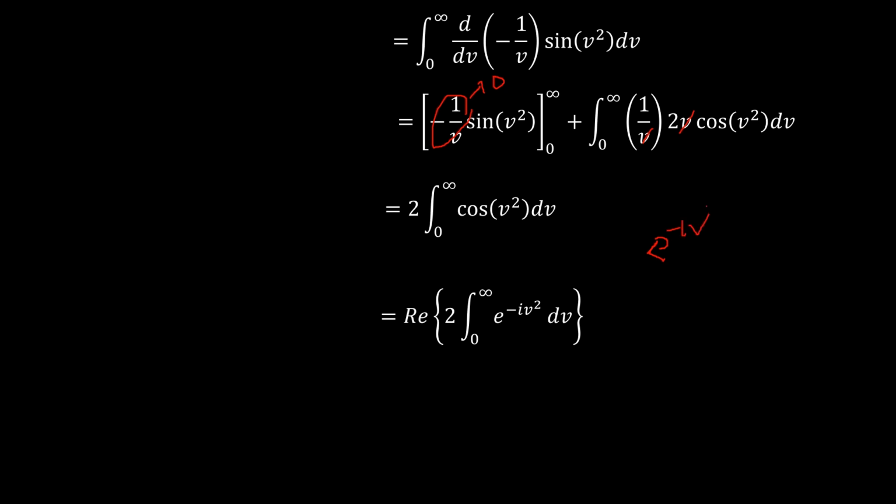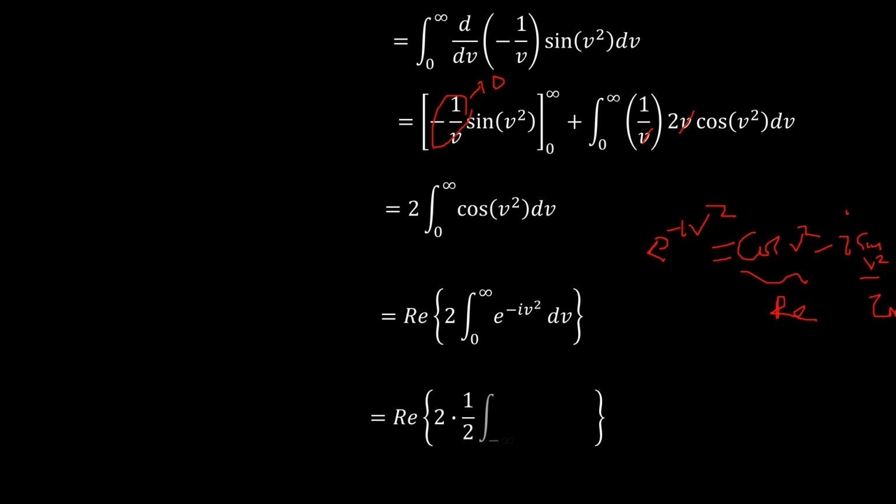since e to the power negative i v squared is the same as cosine of v squared minus i sine of v squared, right? So this is the real part, and this is the imaginary part. Okay, so we are focused on the real part. So we can integrate this entire thing and then just pick out the real part.